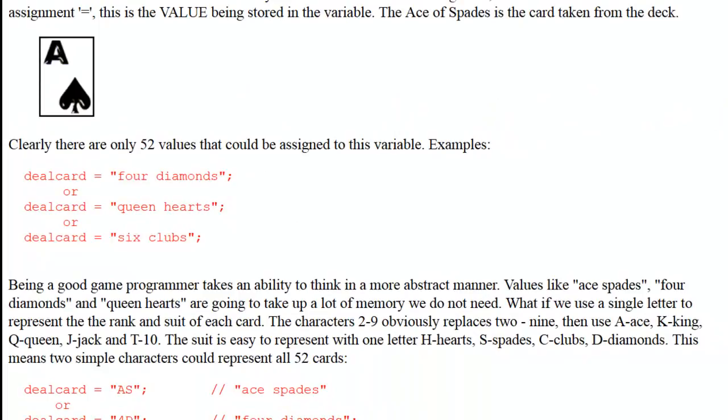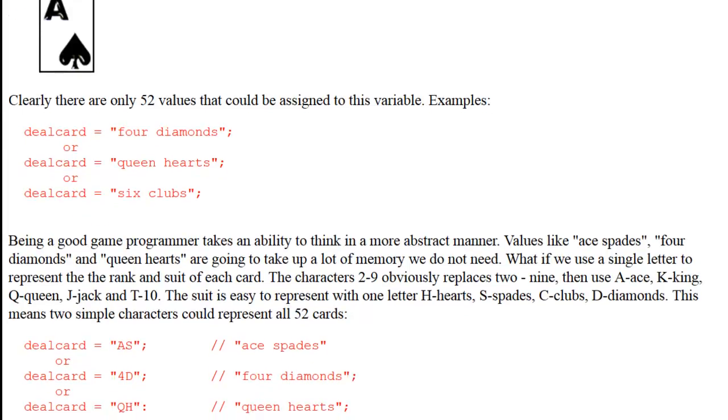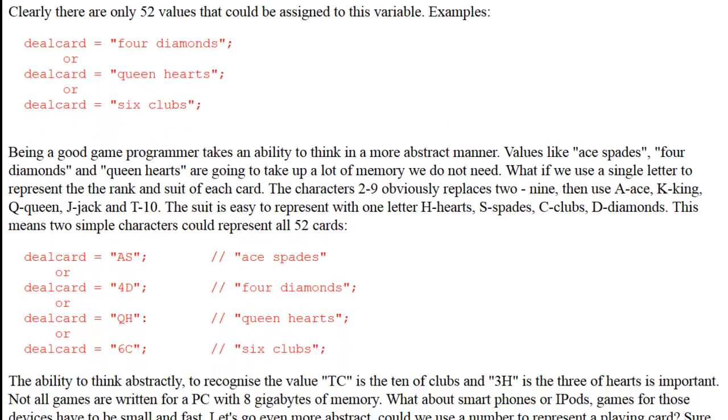Being a good game programmer takes an ability to think in a more abstract manner. Values like ace spades, 4 diamonds, queen hearts are going to take up a lot of memory we do not need. What if we used a single letter to represent the rank and suit of each card? The characters 2 through 9 obviously replace 2 through 9 spelled out. Then use an A for ace, a K for king, a Q for queen, a J for jack, a D for 10. The suit is easy to represent with one letter.